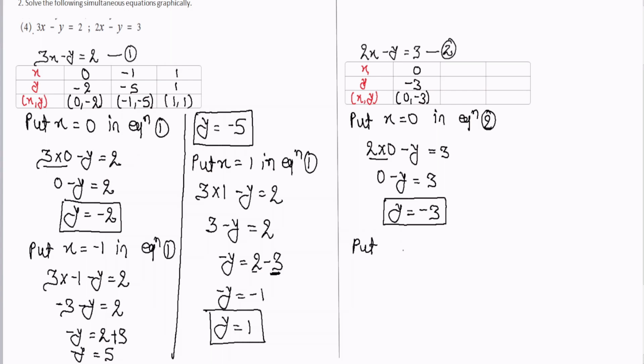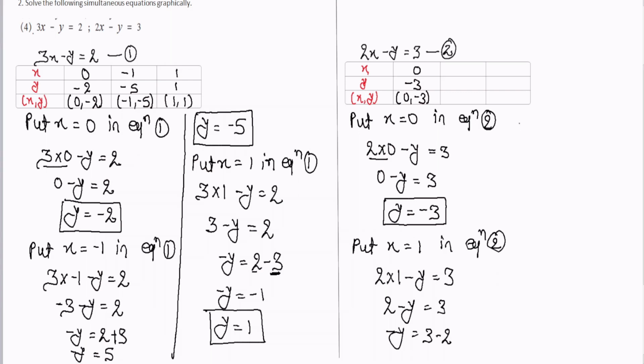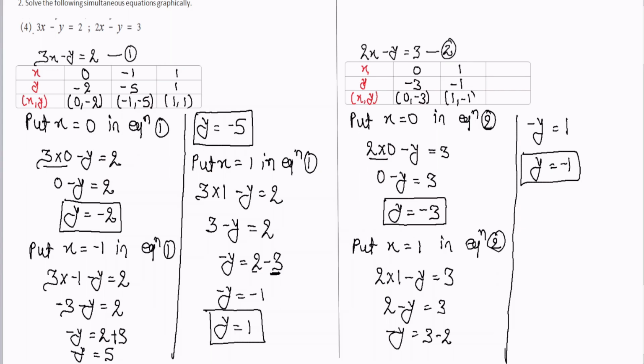Next, put x is equals to 1 in equation 2. So what will we get? 2 into 1 minus y is equals to 3. So it will be 2 minus y is equals to 3, minus y is equals to 3 minus 2. So here we'll solve. Minus y is equals to 1, y will be equals to minus 1. So when we put x is equals to 1, we'll get y is equals to minus 1. Solution will be 1 comma minus 1.